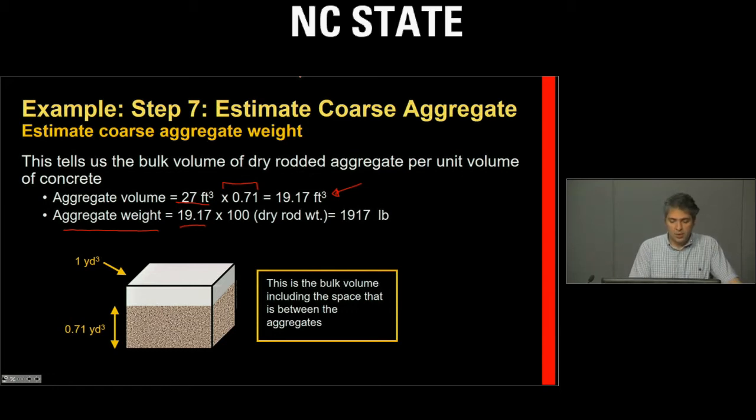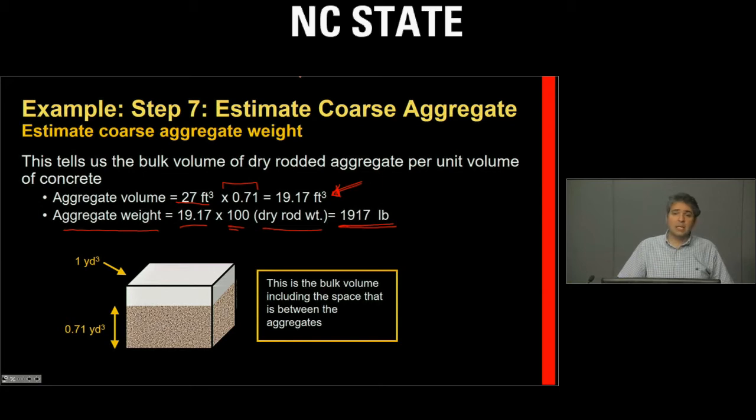We take that 19.17 cubic foot that came from right over here, and we multiply that by the 100 dry rodded unit weight, and that will give us 1917 pounds. In fact, this is the weight of aggregate for this bulk volume, including the space between the aggregates. In a second, you will see that we will use the absolute volume method to fill the entire volume. But this is the weight of aggregate.